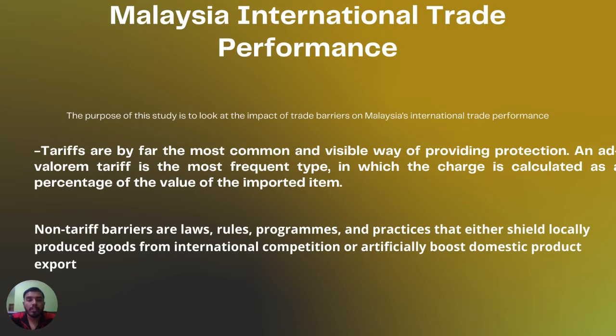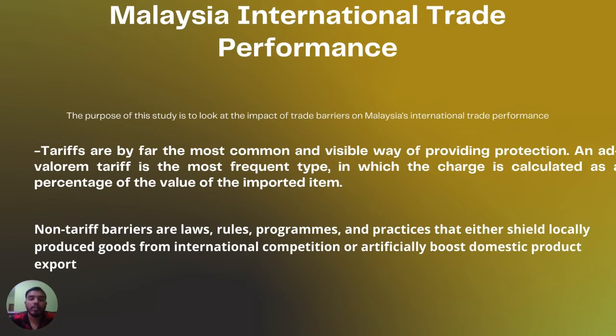The purpose of this study is to look at the impact of trade barriers on Malaysia's international trade performance. First of all, tariffs are by far the most common and visible way of providing protection, and ad valorem tariff is the most frequent type, in which the charge is calculated as a percentage of the value of the imported item. Tariff rates tend to be the lowest on unprocessed items and increase as processing levels grow. The average tariff rates on timber goods in a major importing nation are modest, often less than 5%.